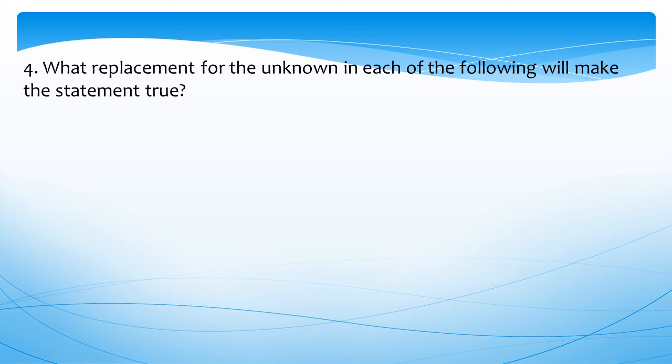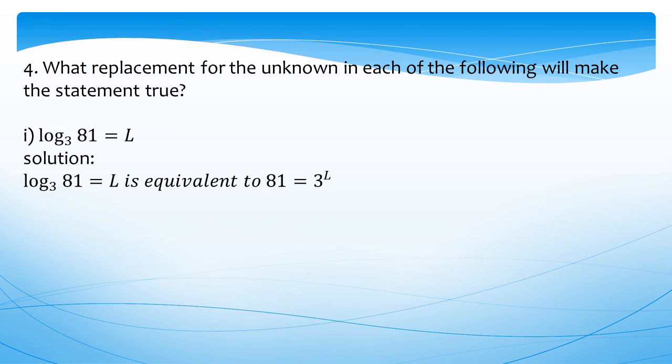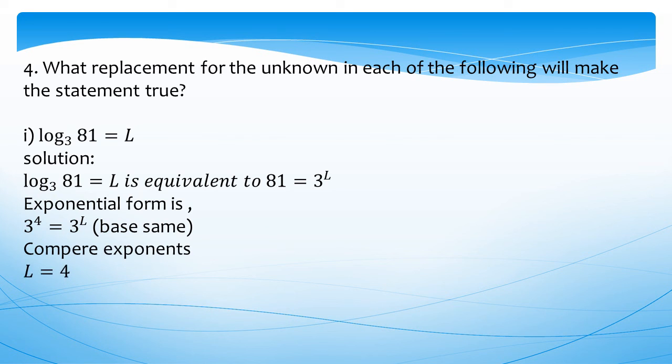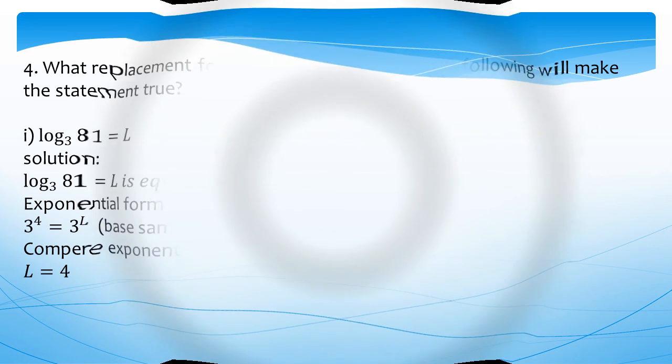Question number 4. What replacement for the unknown in each of the following will make the statement true? Part 1. Logarithm of 81 to the base 3 equals L. To find out the value of L, in a solution, logarithm of 81 to the base 3 equals L is equivalent to 81 equals 3 raised to the power L. Exponential form is 3 raised to the power 4 because 3 power 4 is equal to 81 equals 3 power L. Bases are same. Compare exponents. L is equal to 4.